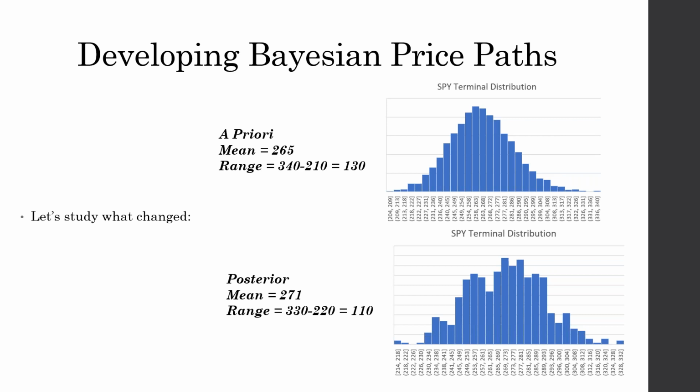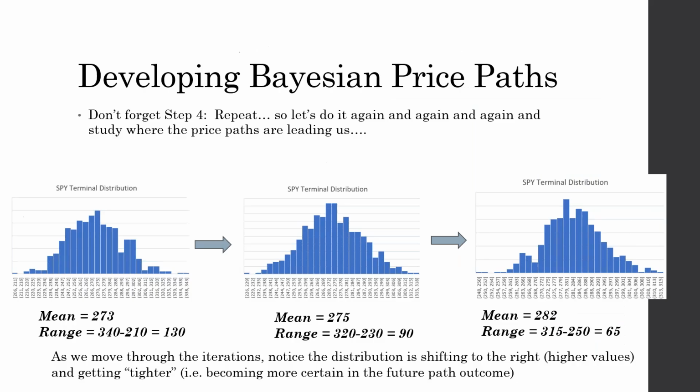Well, guess what? If we go back to our step four, if you remember, step four is repeat the process over and over again. So that's what I'm going to do. I'm doing Bayesian revision after Bayesian revision: the a priori becomes the posterior, the posterior becomes the a priori, and the process repeats over and over again. So I just took you through a few iterations here. Again, because I'm using real data, you're not going to get a perfect bell shape or a perfect triangular shape or any of these other shapes.